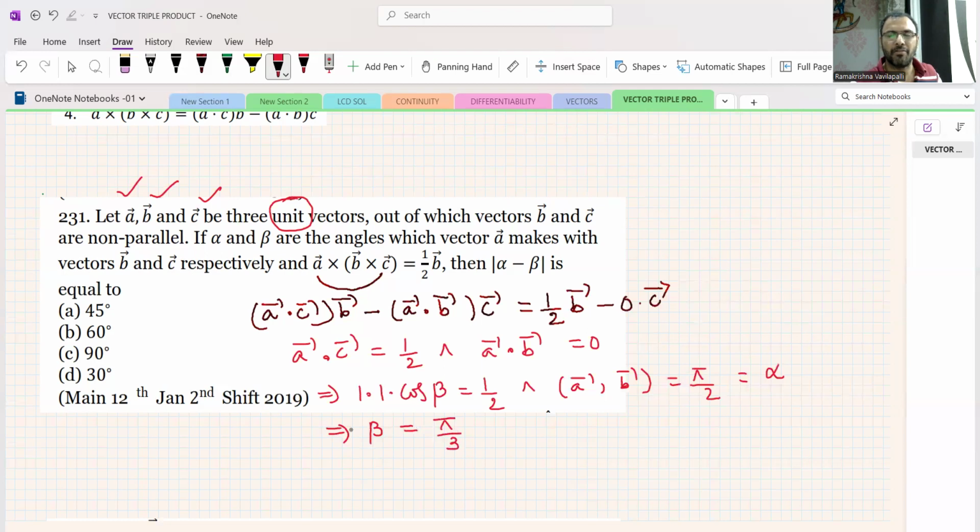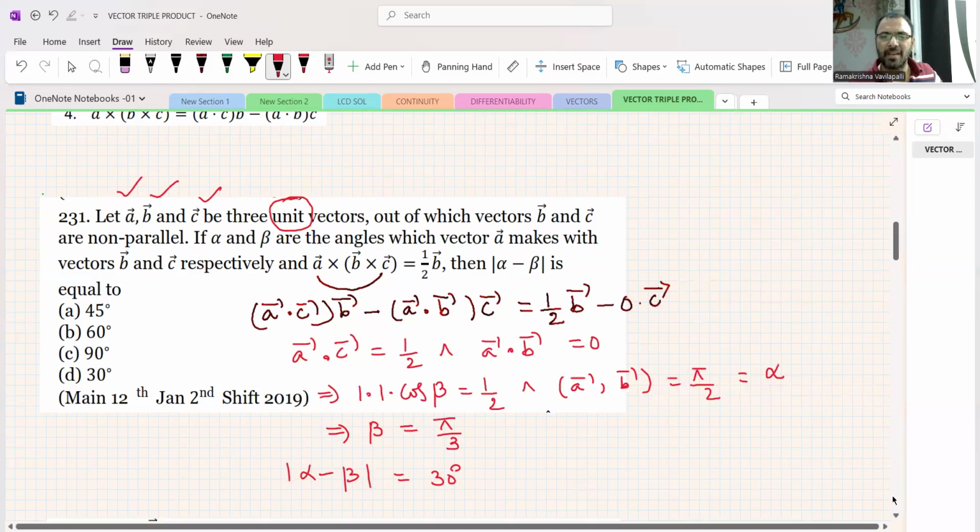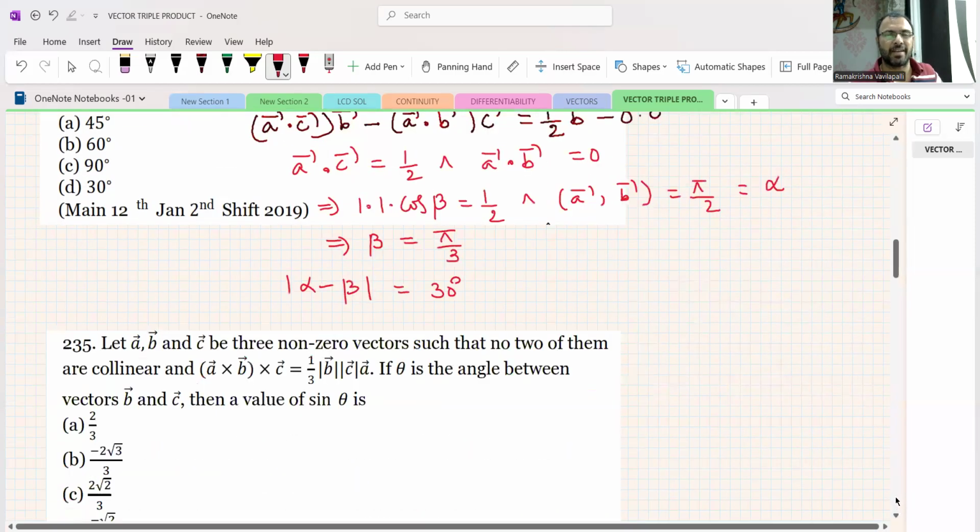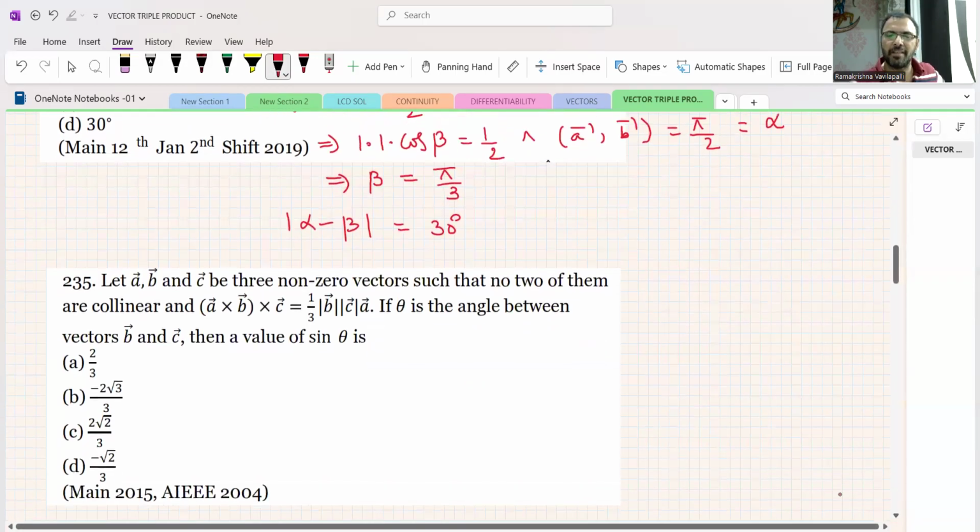Pi by 3. We got it. So alpha is pi by 2 and beta is pi by 3. Therefore, modulus of alpha minus beta is equal to 30 degrees. Quite a simple question asked in JEE Main, based on the triple product of vectors A bar cross B bar cross C bar. Now here is one more question, on the way we use the triple product.